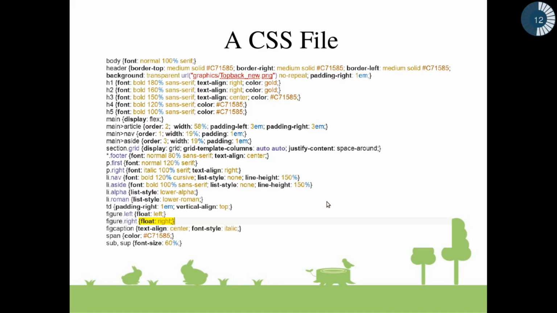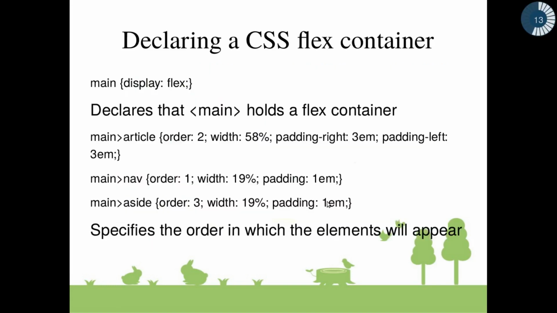The complete CSS file for the heathowboys.org.uk website demonstrates the use of the semantic elements and both a Flex and a Grid container in the lines beginning main to section. The first line, main, open brace, display, flex, close brace, declares that the main holds a flex container.